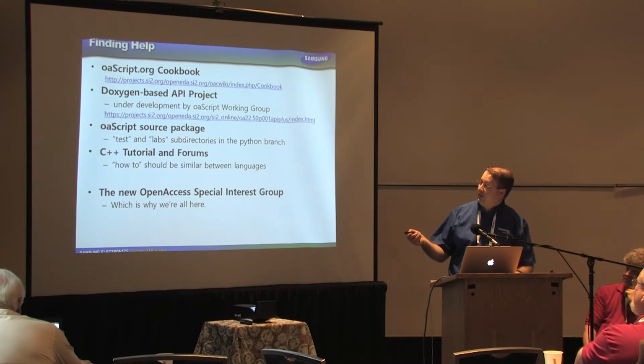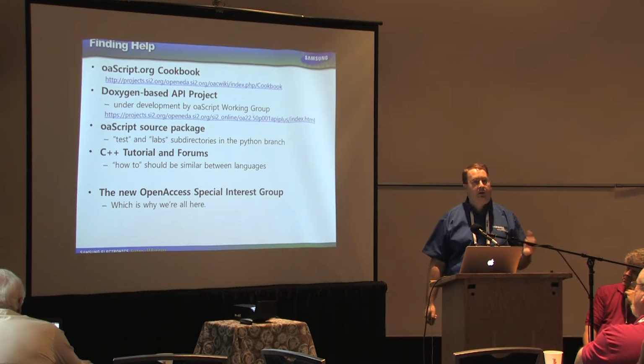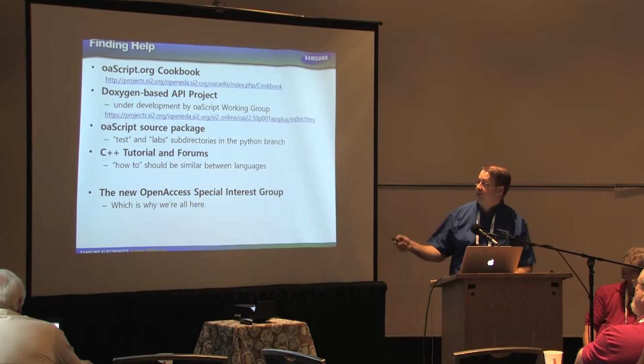The OA script source package normally has tests and labs subdirectories in the Python branch. There's a lot of good examples in those. Sometimes we refer people to those. I don't know if the latest version does. When I downloaded it, it didn't seem to.